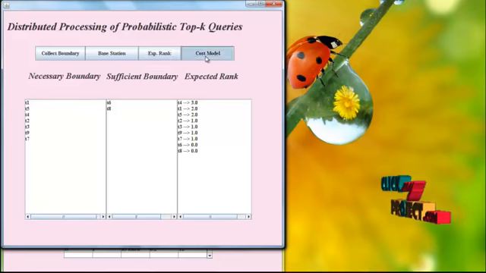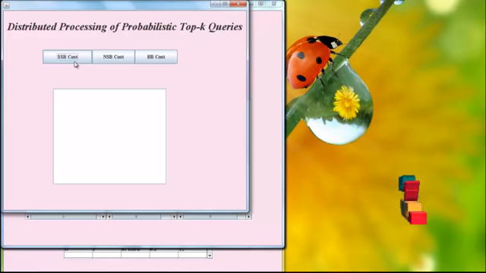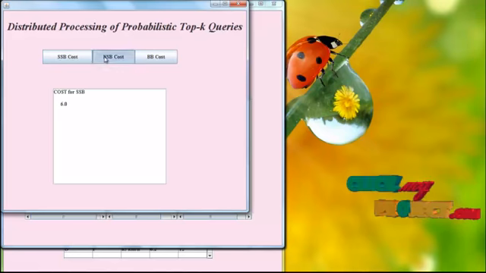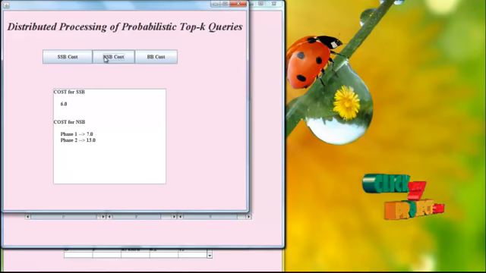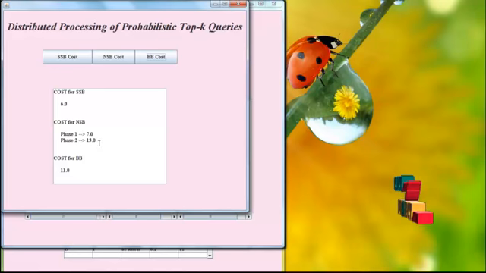Now we move to the cost model. In this cost model, we find the number of times needed to find the results. The sufficient set boundary values cost is 6. In necessary set boundaries, there are two phases available. The first phase requires only the confidence levels. The second phase is the expected ranking level. The boundary-based values cost is 11, which is possible through the cost of sufficient and necessary set values. Thank you for watching.